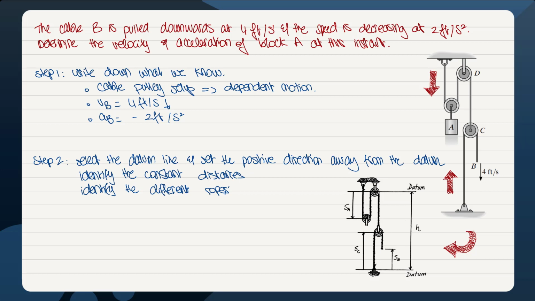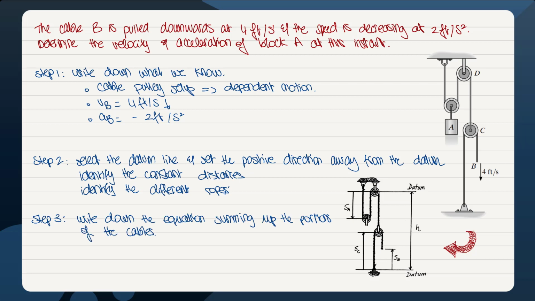Next, we need to identify the different ropes. As I have mentioned before, we're actually faced with the two cable setup. The first cable runs from the upper wall to A, then to D, then to C, while the second rope goes from the ground to C, then from C to B. So we have two ropes, and that's important to keep in mind, because the number of ropes you have gives the number of equations you can work with. The next step is to write down the equations, summing up the portions of each of the cables.